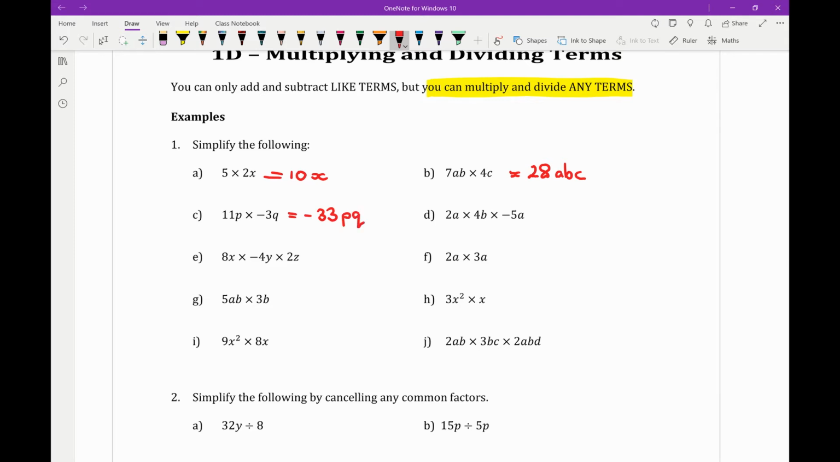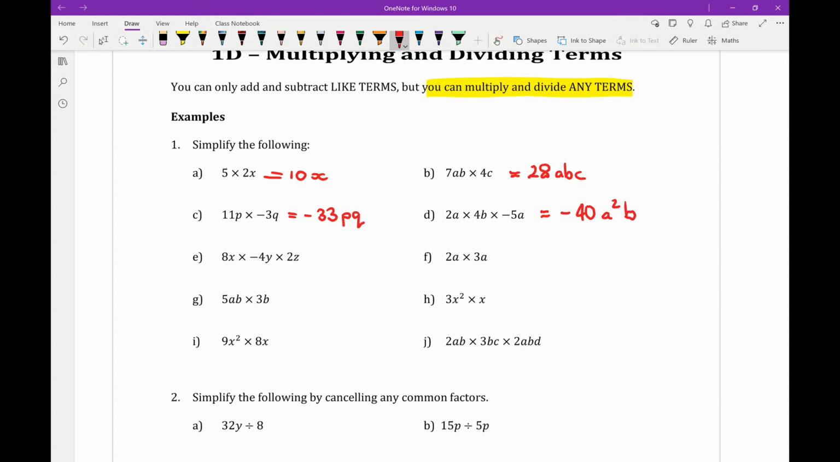Part D, doesn't matter if there's 3 terms, 4 terms, however many you like, you multiply the numbers. 2 times 4 times minus 5, so careful with the minuses. That gives you a minus 40. Collect up the letters. Now A times A, we don't write AA, we write A squared, because there's 2 of them. And B.